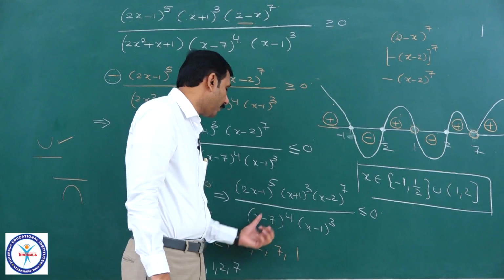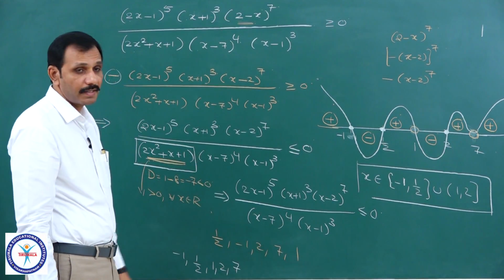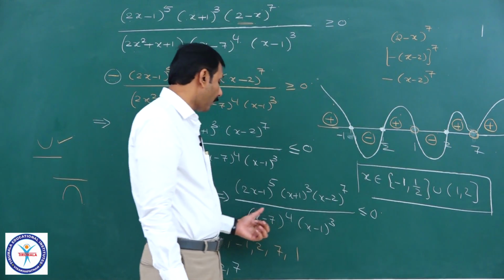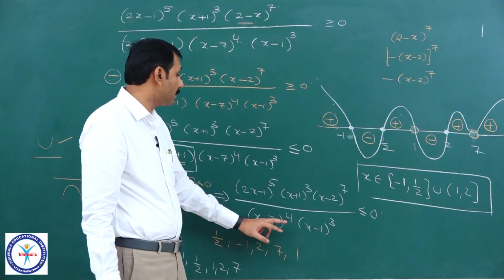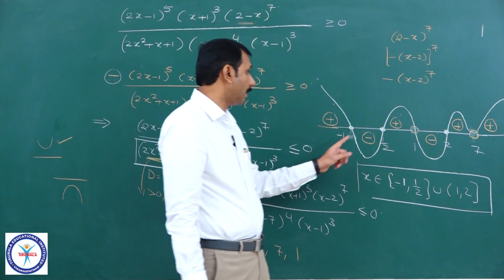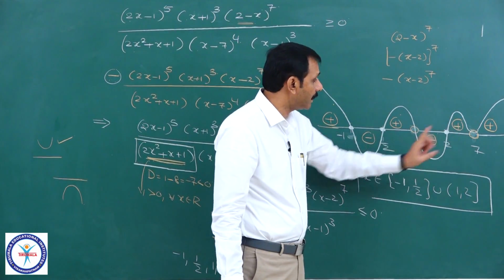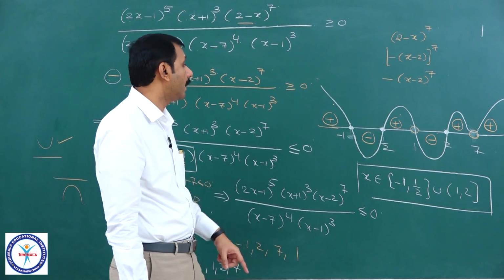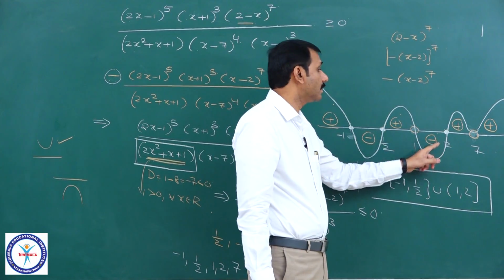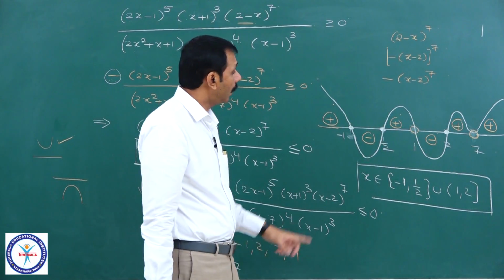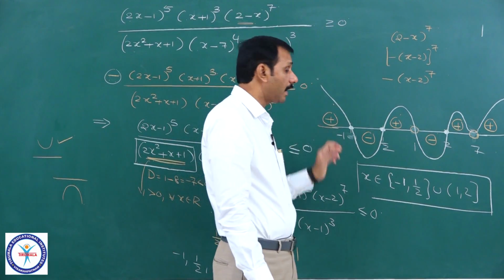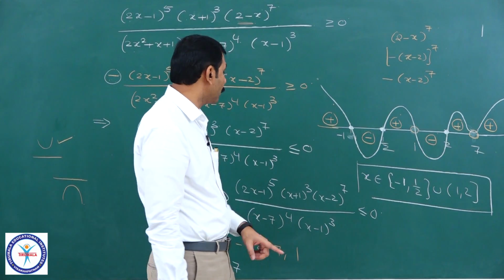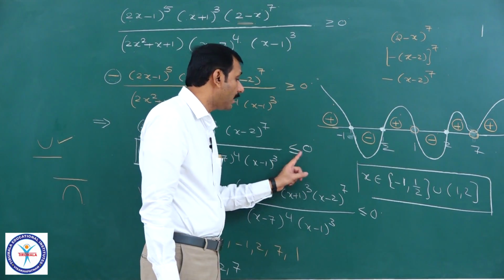Now, write the zeros of the numerator and denominator, arrange them in increasing order of magnitude, and mark all of them on the real line. Observe the points of discontinuity: mark them with open circles, and mark the points where the numerator equals 0, the zeros of the numerator, with dark circles. Draw the wavy curve and collect the values of x where the inequality is satisfied, that is, less than or equal to 0. Also observe that all the zeros of the numerator should be included because equality is also there.